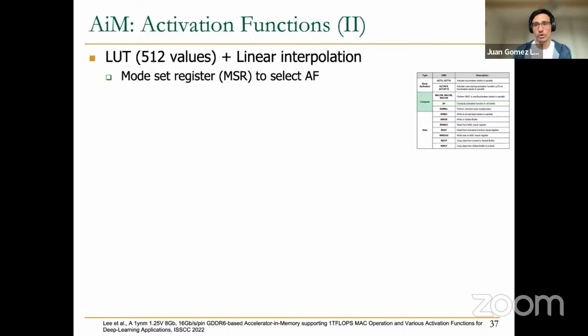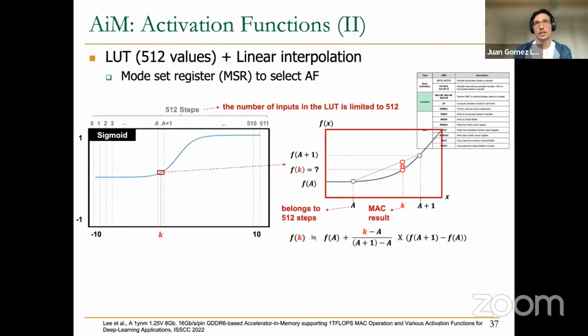And this is how it works. Each of the lookup tables contains 512 values, and there is a mode set register in order to select what's the activation function that we are going to use. For any specific value, this K is the output of the MAC circuit. With this K, we can go to the lookup table and read, let's say, the immediate smaller and immediate larger elements of the lookup table. And based on these two, f(a) and f(a+1), we can interpolate and obtain a more accurate activation function value for the MAC result.